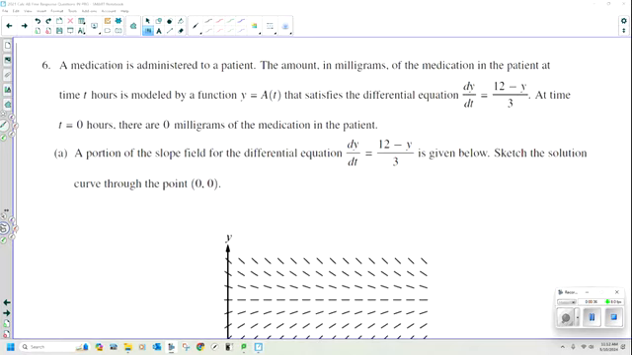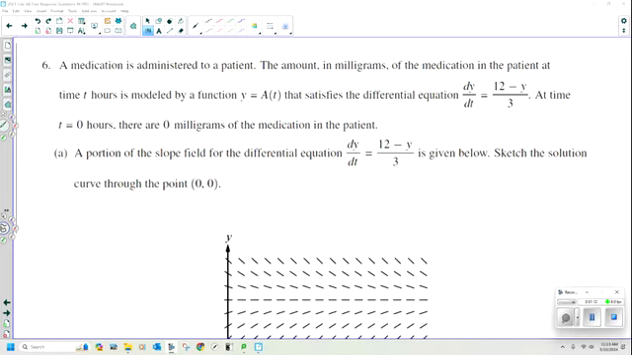Number 6 reads, a medication is administered to a patient. The amount in milligrams of the medication in the patient at time t hours is modeled by a function y equals A of t that satisfies the differential equation dy/dt equals 12 minus y over 3. I am smelling a separable differential equation here, but let's see what happens. At time t equals 0 hours, there are 0 milligrams of the medication in the patient.